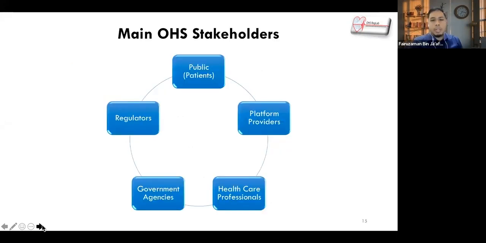For our main OHS stakeholders, at the top are our patients, the public, the users of the OHS service. Also, there are the platform providers, the regulators within MOH, and others, the government agencies, and also the healthcare professionals that deliver the actual healthcare services.